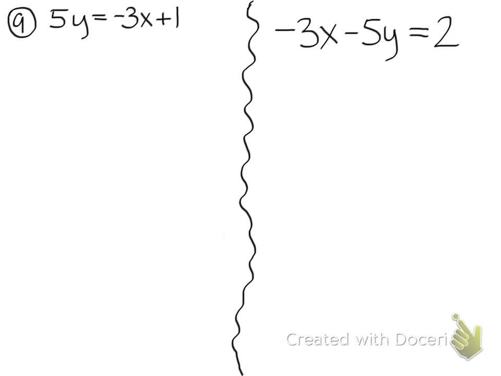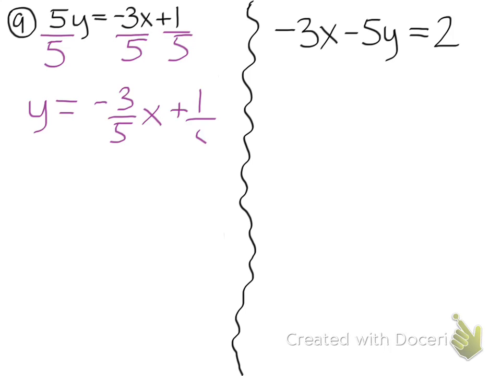So when you divide an equation like this by 5, you have to divide every little piece of it by 5. So now it's going to look like this. I divide everything by 5, and we get y is equal to -3/5 x plus 1/5. So you can just leave that as a fraction. You don't have to worry about putting it in your calculator and finding a decimal.